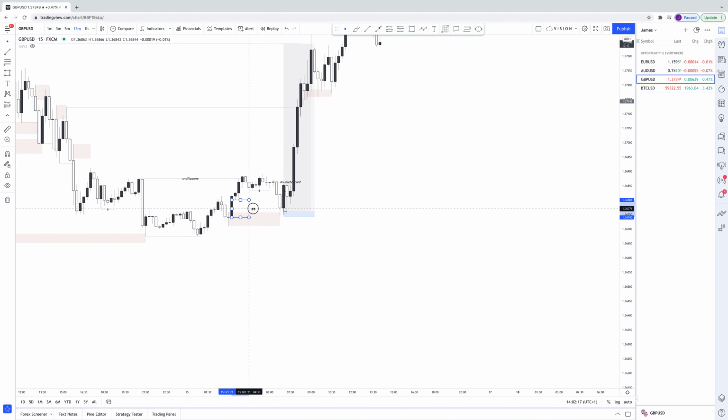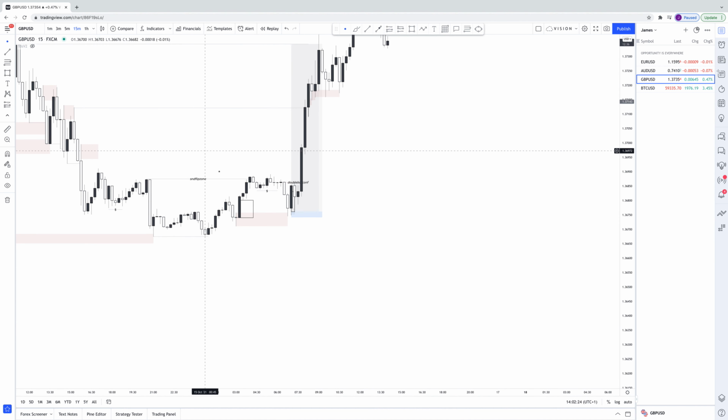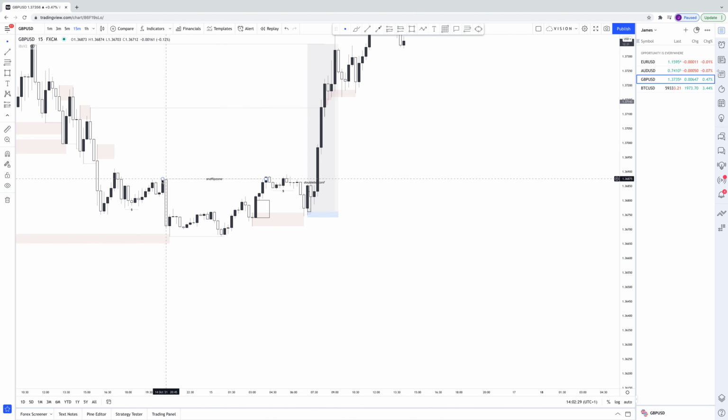So this is where we're anticipating price to come in, mitigate, and then we can look for our execution time frame entries from there. Now, the reason why this is really high probability for me is because this is our most recent level of supply. We have a supply and demand flip zone.